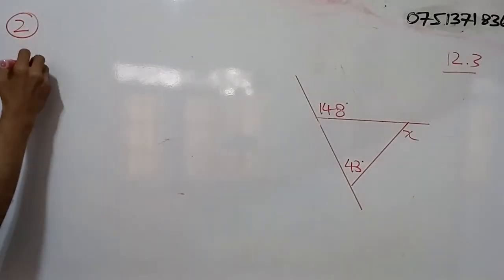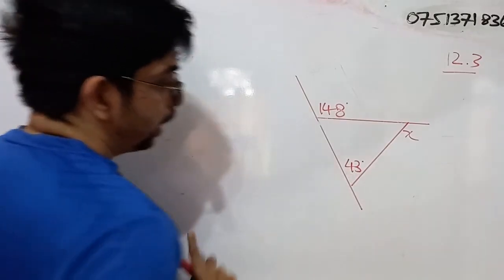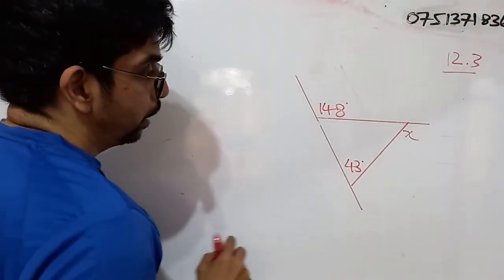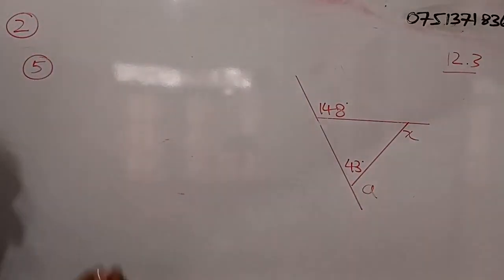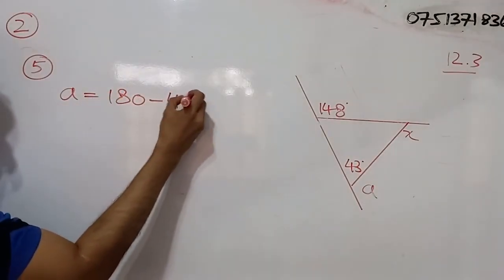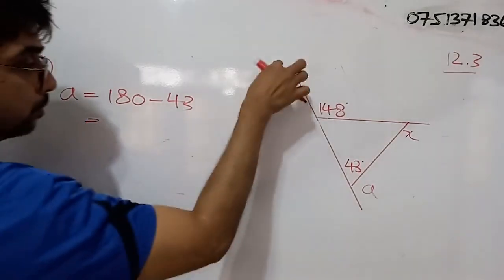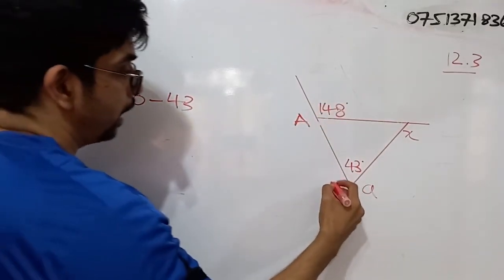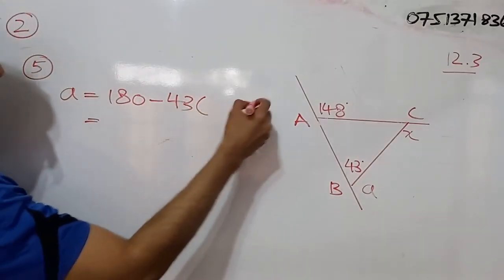Part 5. Okay. In this angle, we have to calculate the magnitude of the external angle, right? So I'll mark this angle as simple A. So what is the value of simple A? Simple A is equal to what? 180 minus 43, right? So what is that? What is the reason? We can name the triangle as capital ABC. So here we have to write the reason.